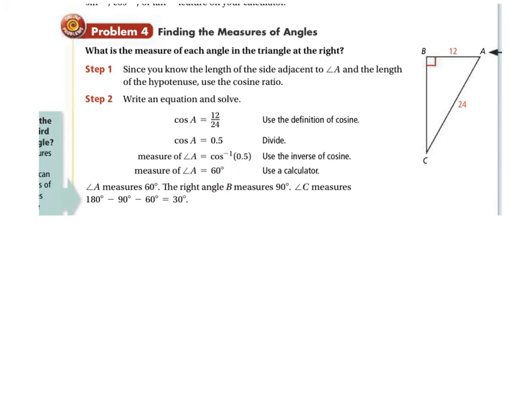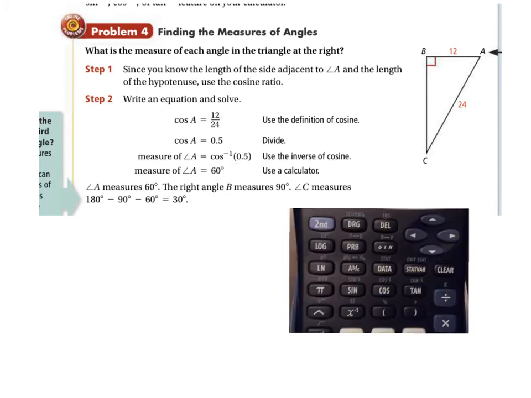Let me pop that calculator in here. So again, for inverse cosine, I push the second button right here. Then I push cosine. Then you enter 0.5 and then end parentheses. And then equals. And you would get 60. So second cosine, 0.5, end parentheses, equals, get exactly 60. So if A is 60, that means that C over here has to be 30 degrees, right?